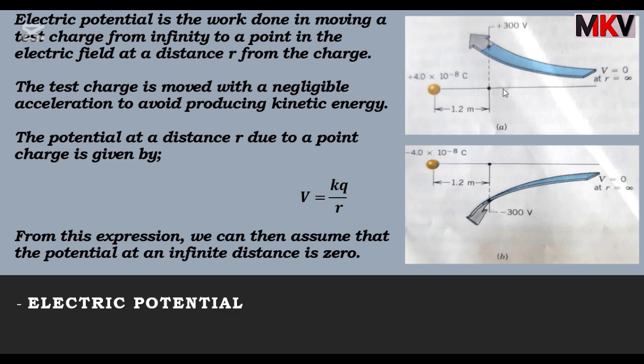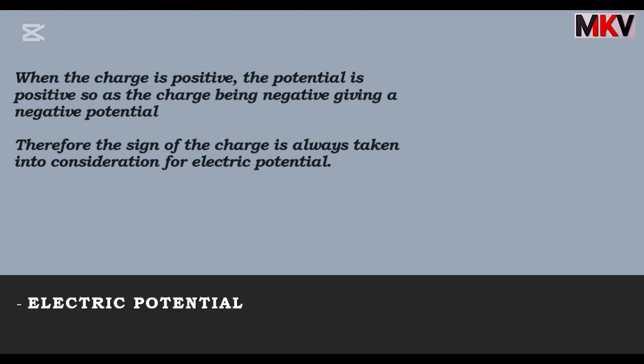And the potential can be negative or positive depending on the sign of the charge. So as I said, the magnitude of the charge is very important in electric potential. So when the charge is positive, the potential is positive, and the charge being negative gives a negative potential.